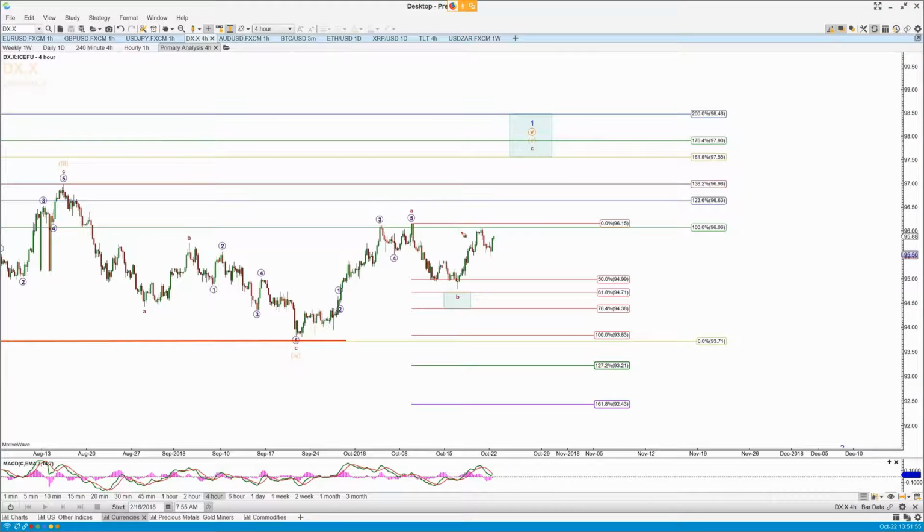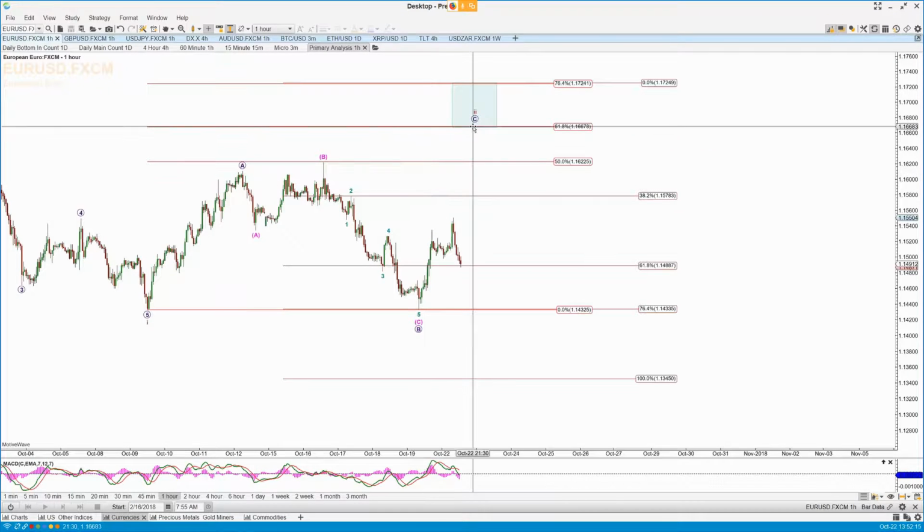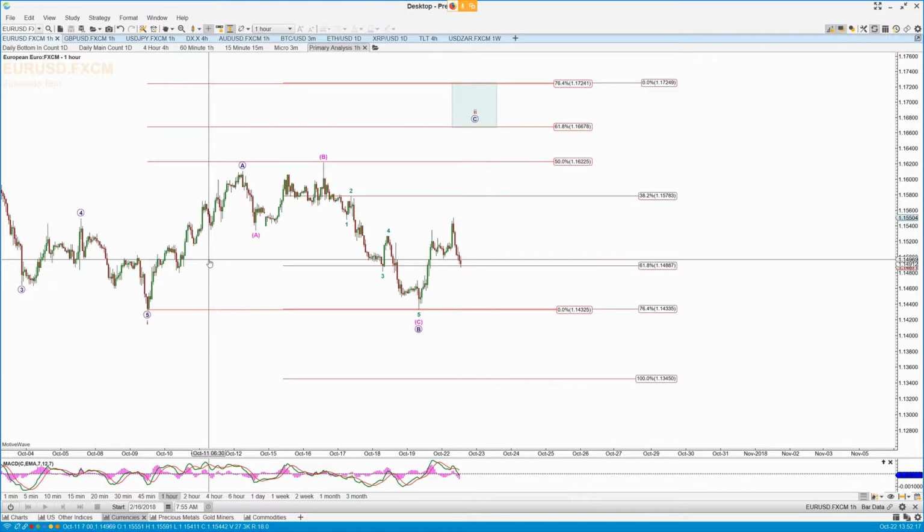Okay, currencies. If we start with the US dollar, I'm still looking for this to push up higher. I think off the 4, we've now got an A, B in, 1, 2. The 2 can come down a bit further, but then I'm looking for the rest of this C wave up. Ideal target 97.55 to 97.90 to finish this larger degree wave 1 up in the US dollar.